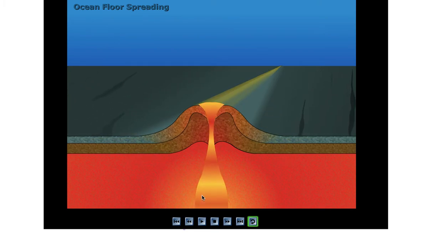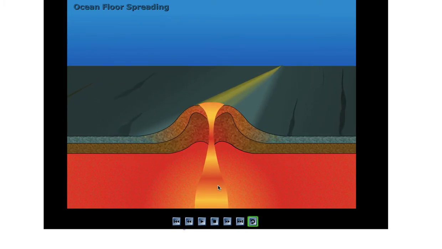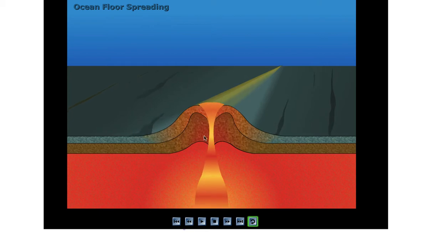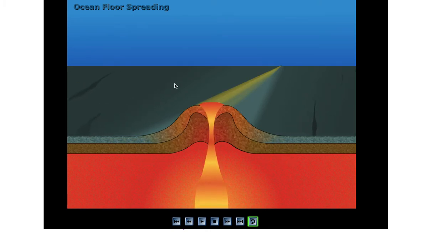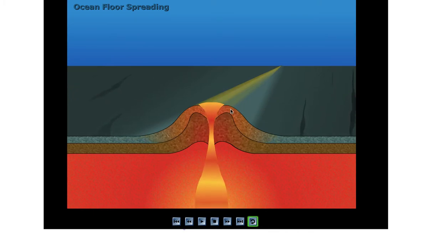Down here, this lower portion would represent the upper part of the mantle, in other words, the asthenosphere. This part here would be representing the crust, the solid brittle part of the crust, which is why they're representing some cracks here as they spread apart. That's also called the lithosphere.